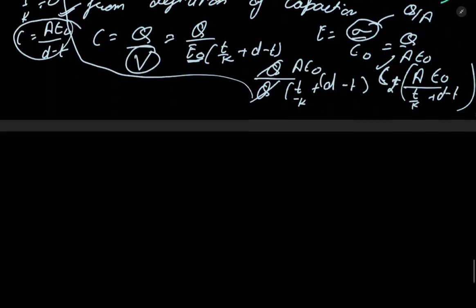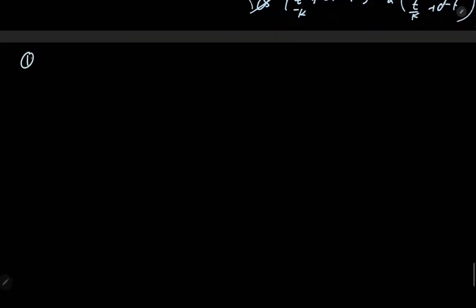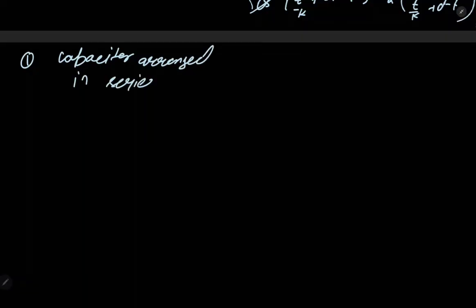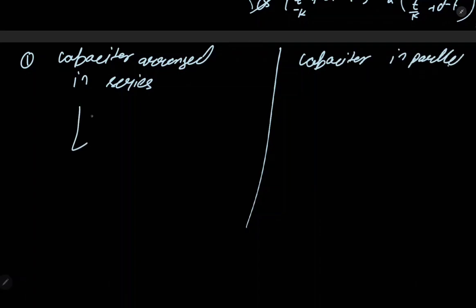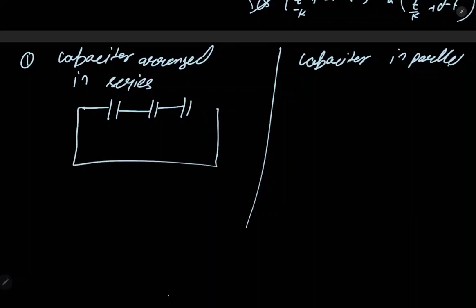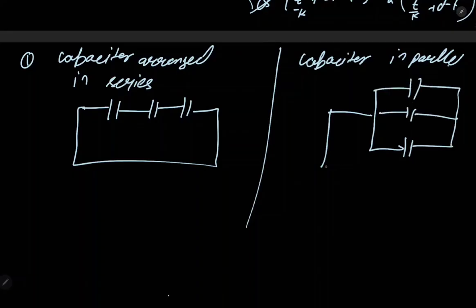Apart from that, we are left with two derivations. Number 1, capacitors arranged in series, and capacitors in parallel, right? So when capacitors are arranged in series like this, and capacitors when arranged in parallel like this, we know that in series, what remains the same? This is a battery.